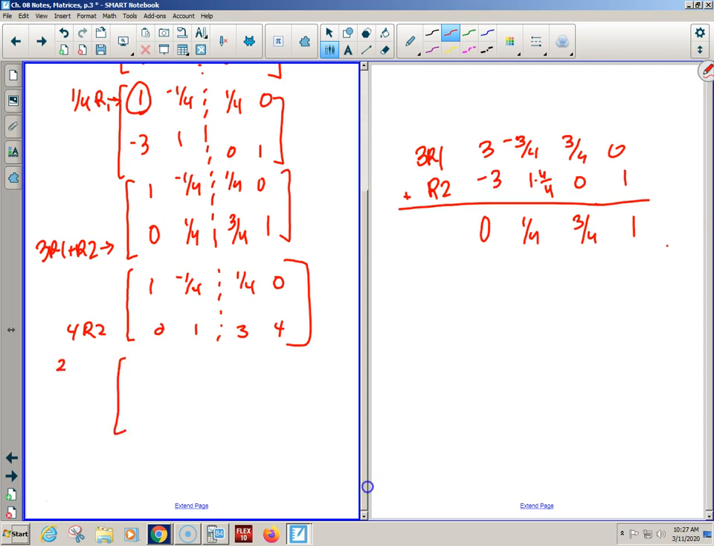Multiply row 2 by 1/4 and add to row 1. So 1/4 times 0 plus 1, 1/4 minus 1/4, 3/4 plus 1/4, and then 1/4. Oh yeah, 1/4 times 4 is 1, and 1 plus 0.